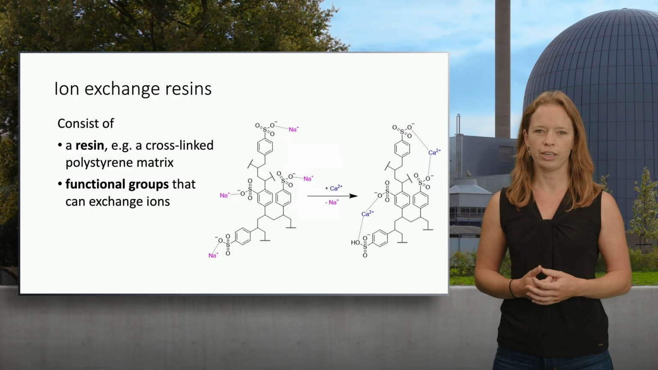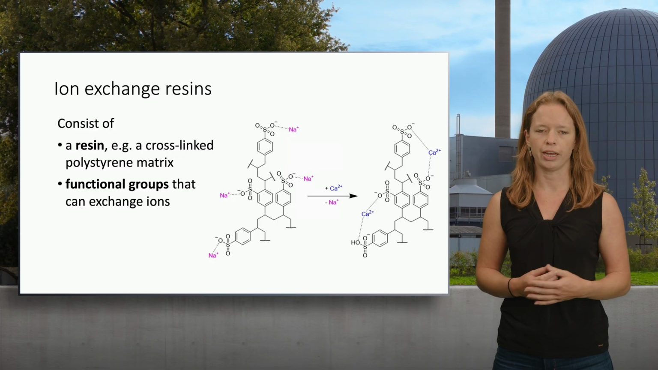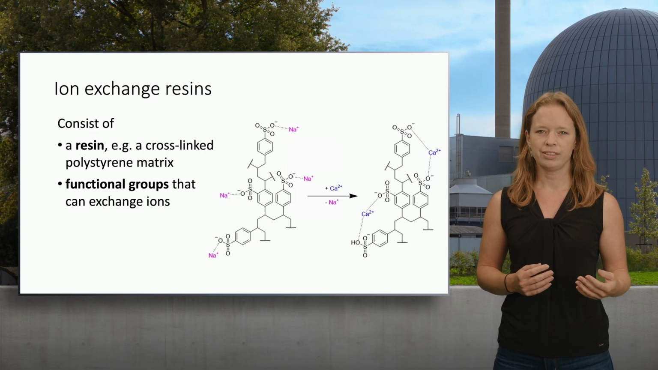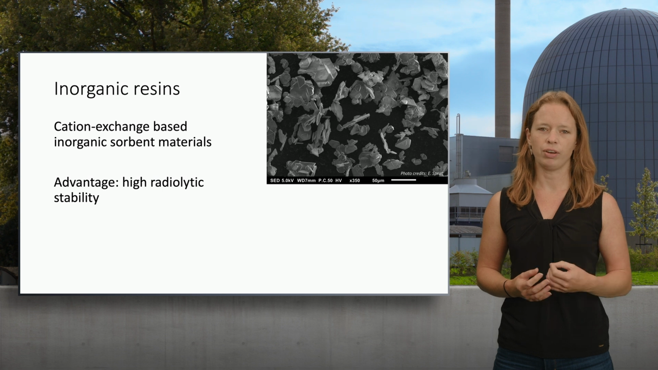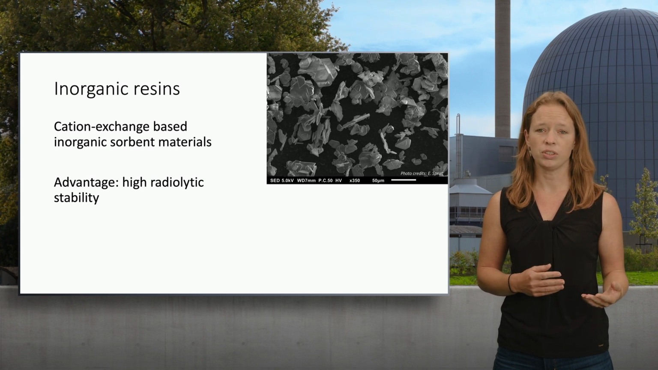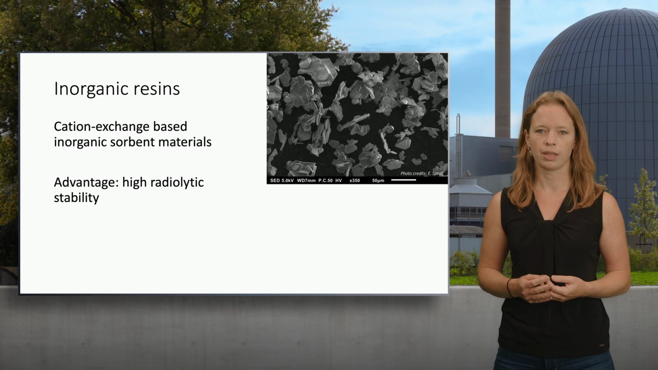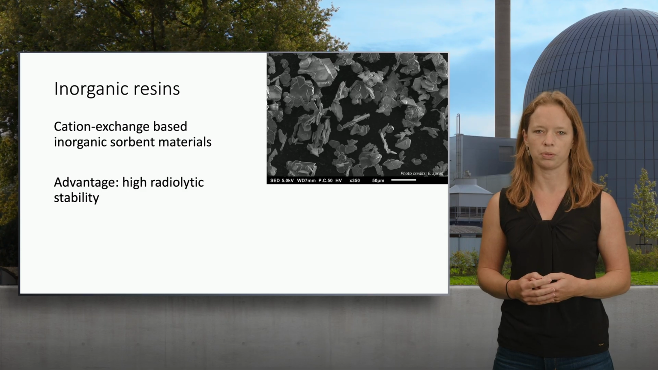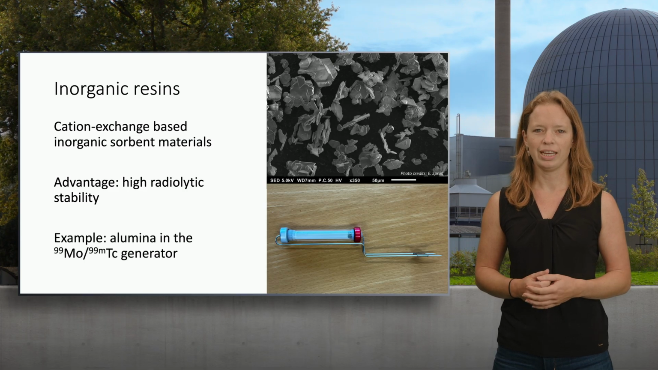However, one challenge with ion exchange resins is that they are not very resistant to radiation, and they are known to break apart at higher radiation levels. For these situations, inorganic resins are ideal. They are cation exchange-based sorbent materials and are stable even in high radiation fields. As a downside, these types of resins are often less selective than the organic ion exchange resins. On the right-hand side of the slide, you can see a microscope image of an inorganic resin particle. Probably the most famous inorganic resin in the field of radiochemistry is the alumina resin used in the molybdenum technetium generator.